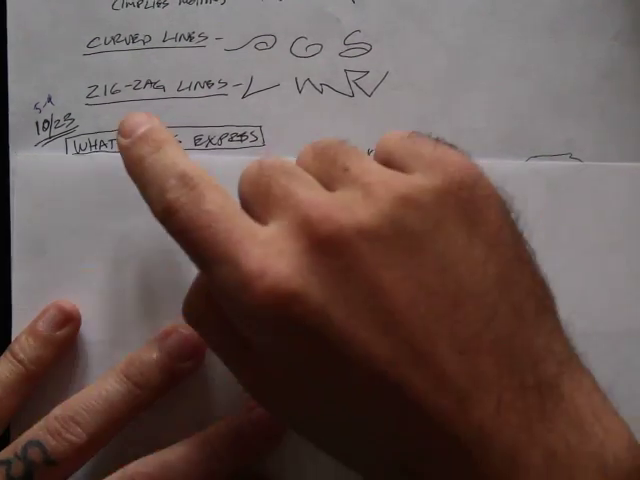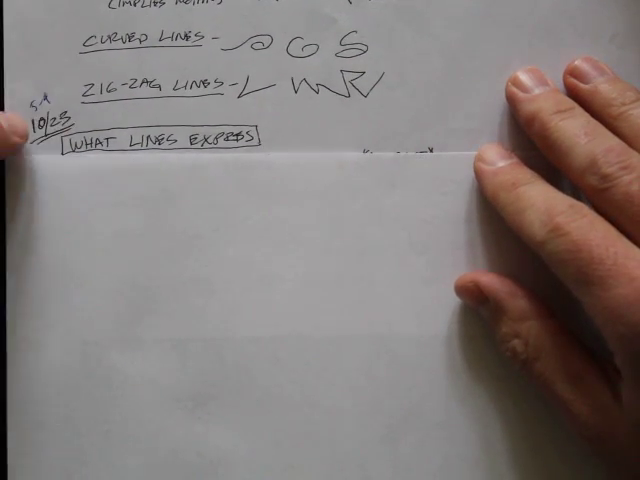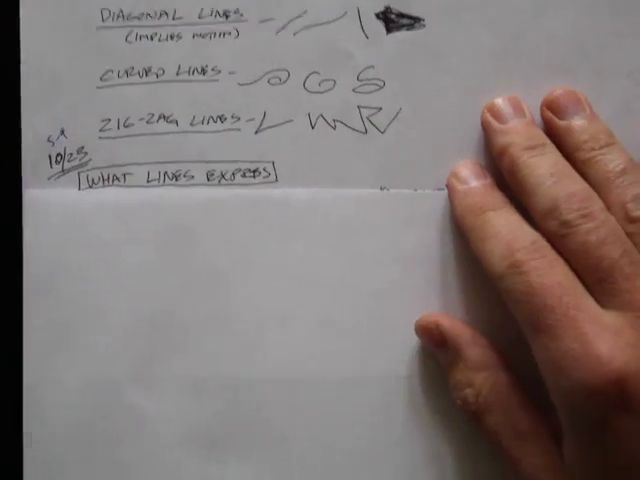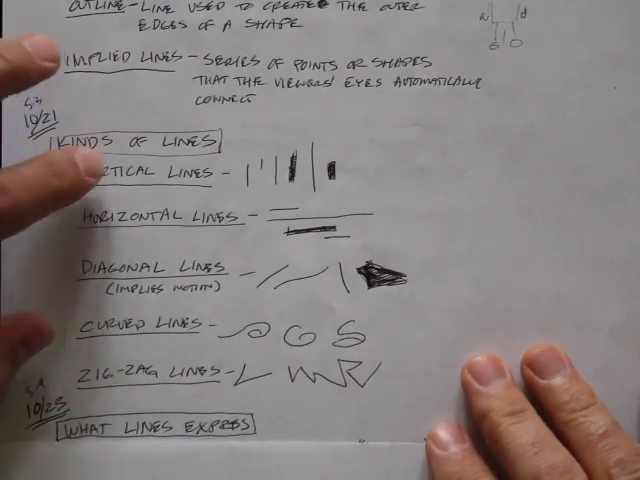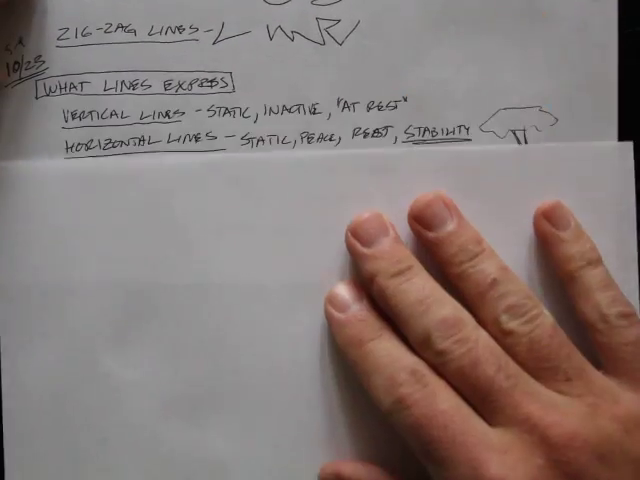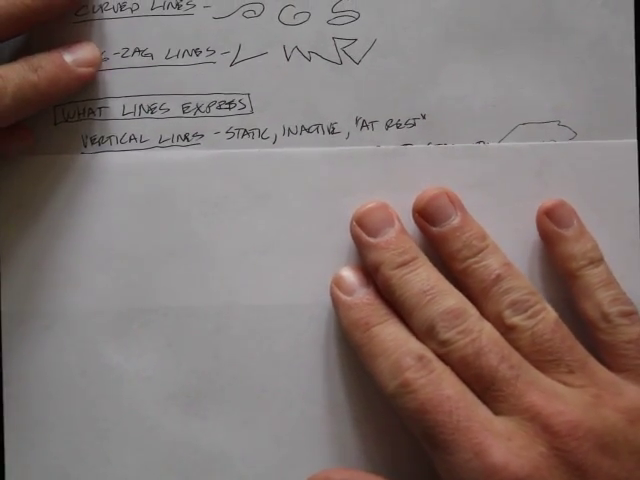All right, here we are in Art 1, our Chapter 5, and this is our fourth section, and we're going to look at what lines express. In our last section, we just listed the lines and drew some examples. Now we're going to talk about what they do, how they function in art.